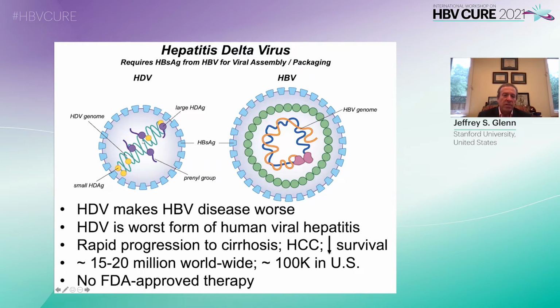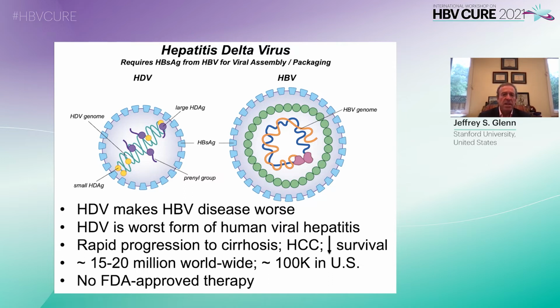This molecular view of the virus emphasizes a single-stranded circular RNA genome, complexed with one protein, the delta antigen, which exists in two forms, a small and a large. And these are surrounded by a lipid envelope in which are embedded the viral envelope proteins. These proteins are HBV surface antigen. They're stolen from HBV, and that's why clinically we always find Delta in association with HBV.